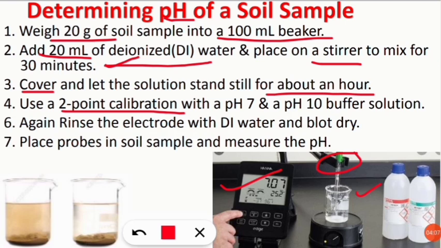So to check whether that instrument is working or not, we need to do calibration. You should note it down. The meaning of calibration is to check the working of any instrument. So how will we check? We will check with the help of buffer solution. So what are these buffer solutions?